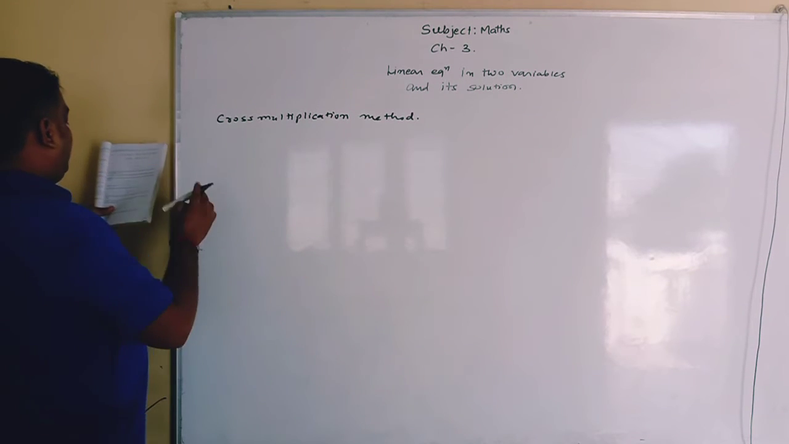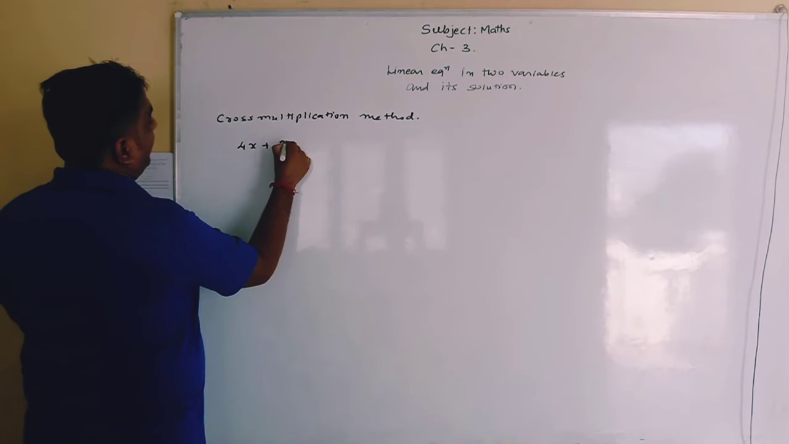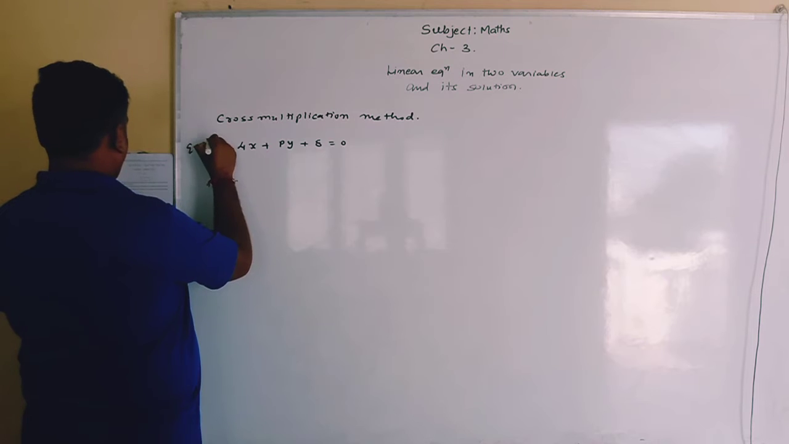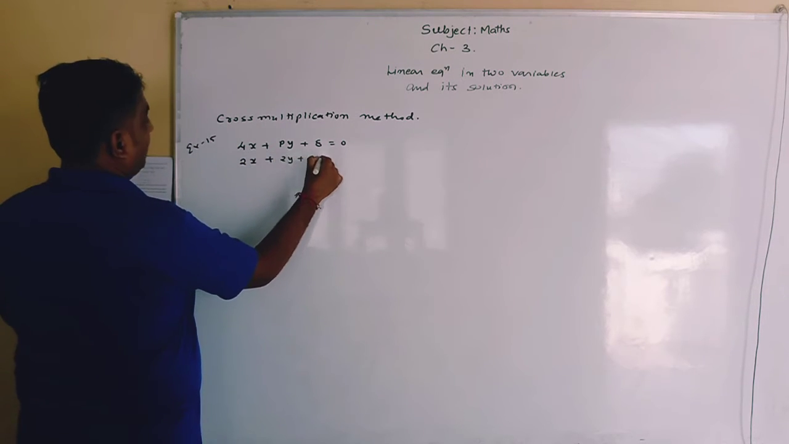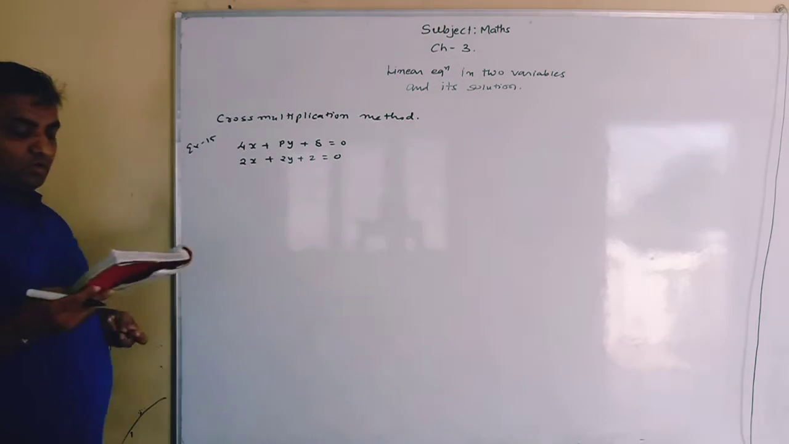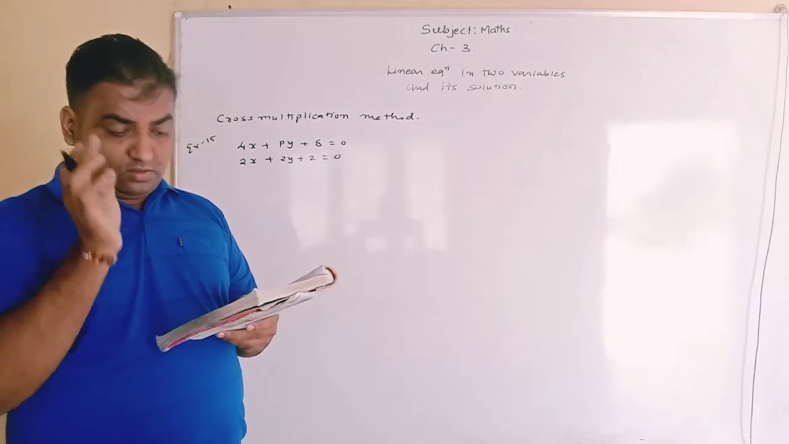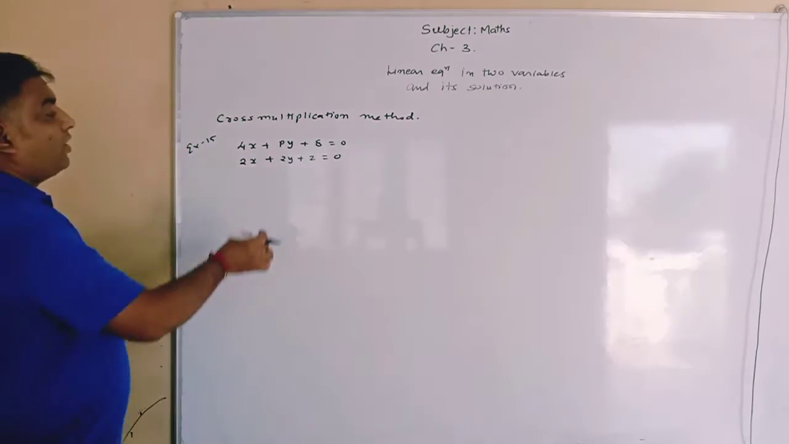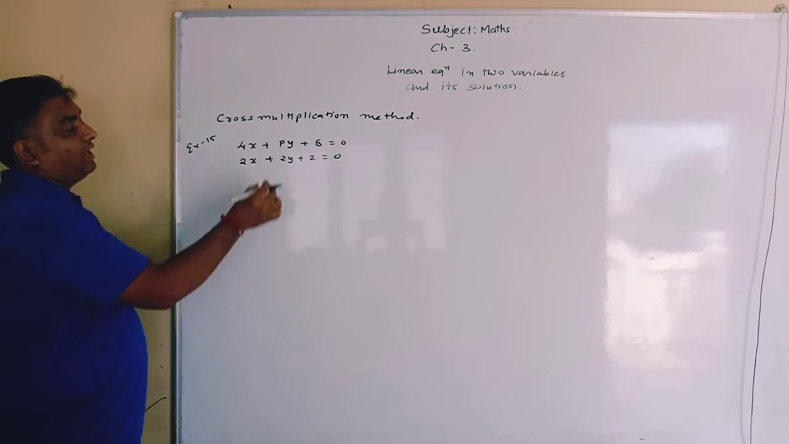Example 15: we have x plus py plus a equals to 0 and 2x plus 2y plus 2 equals to 0 has a unique solution, then find the value of p. So here, for which value of p it has the unique solution, that we have to find.